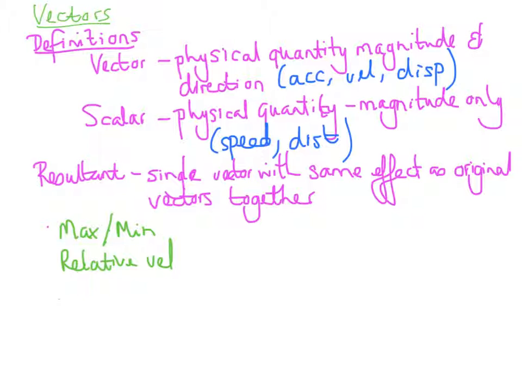Remember that if you're making a summary, you need to have this sort of information. This is the bare essentials, the skeleton of what you require. What is the definition of a resultant? A resultant is that single vector which has the same effect as the original vectors together.